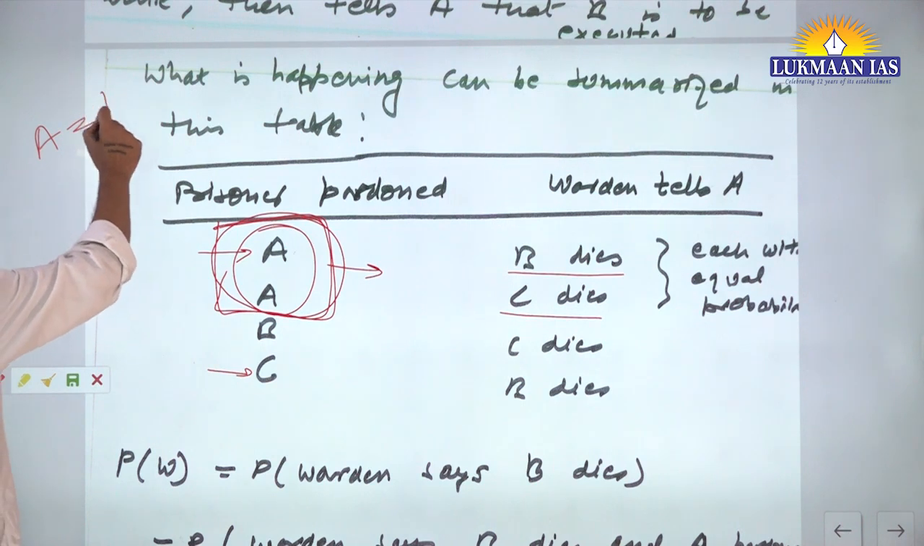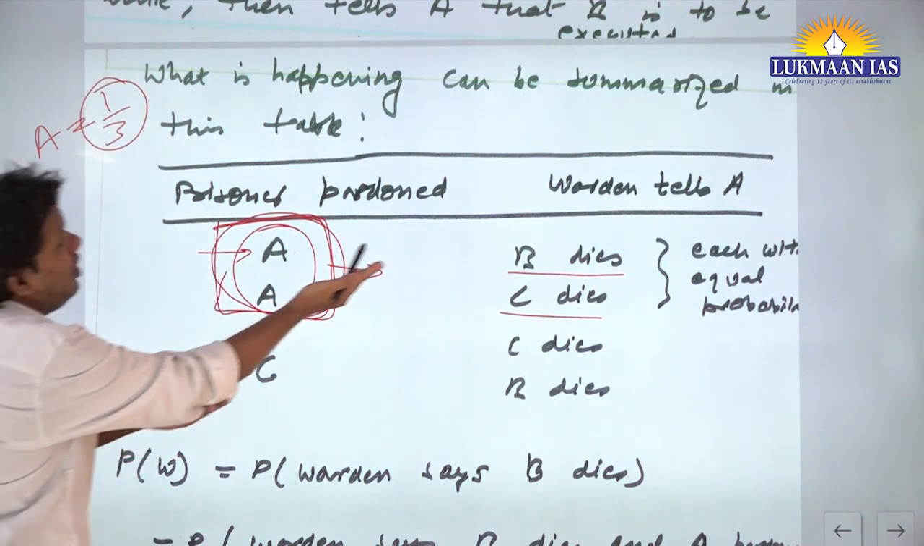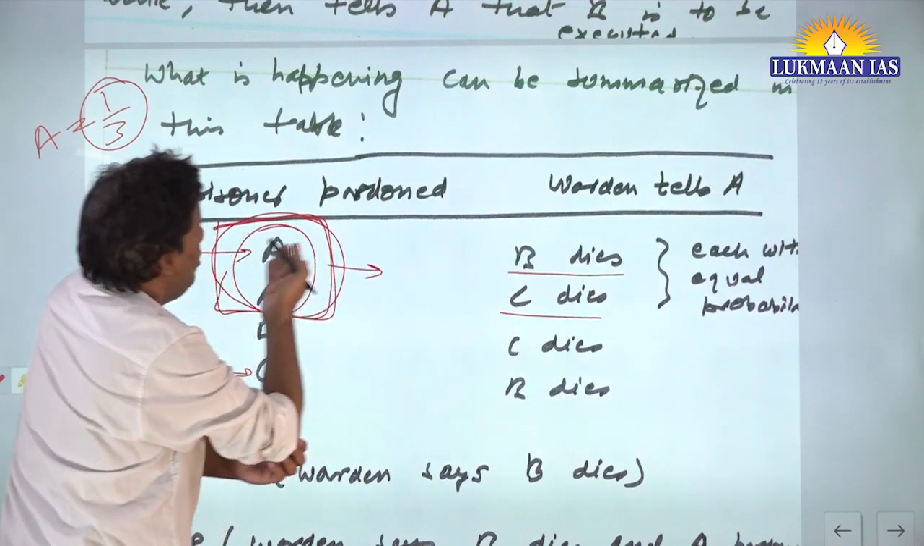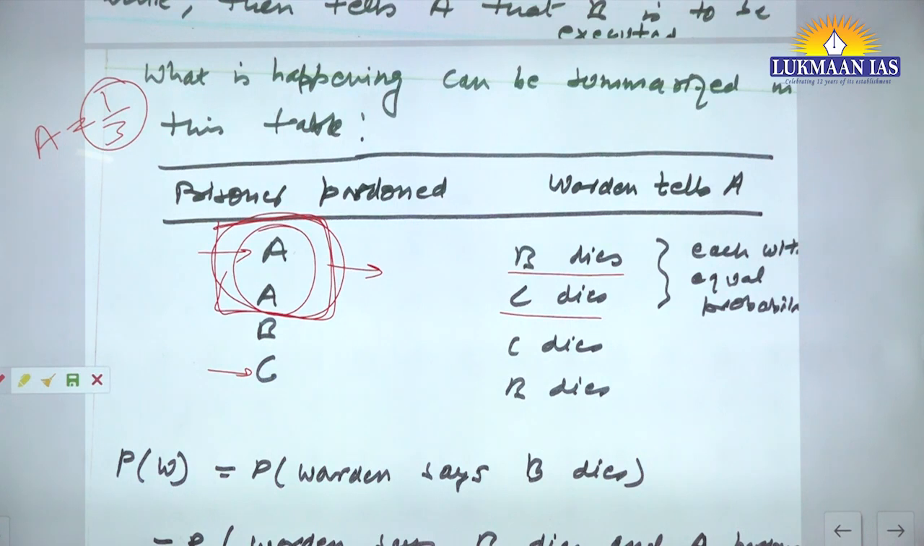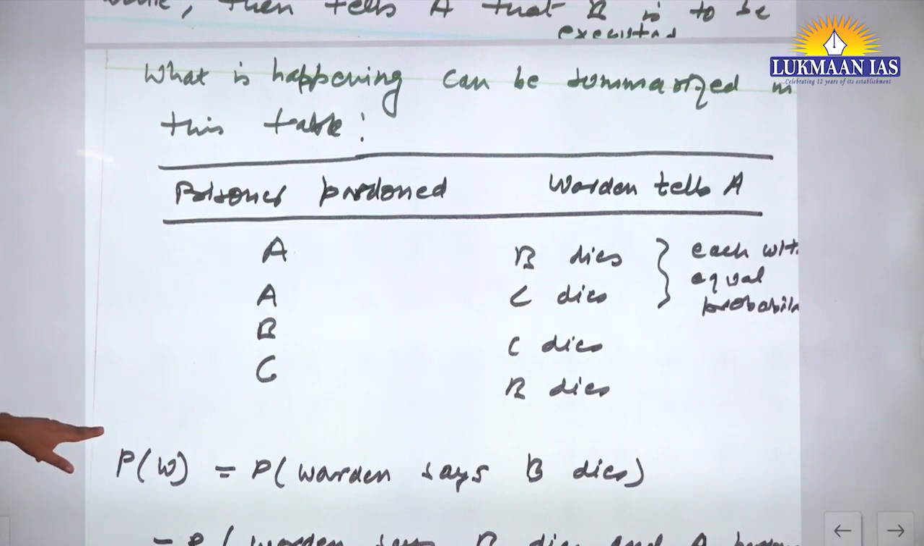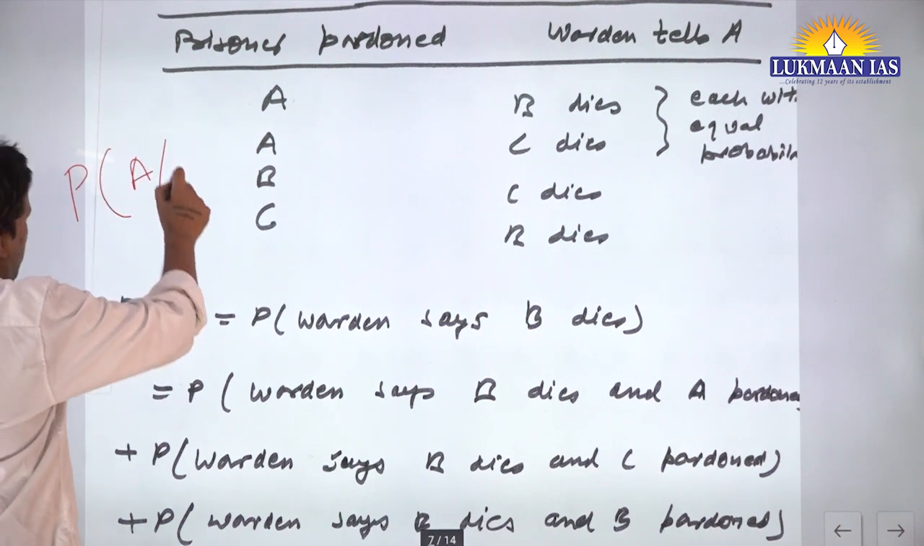A की जो पार्डन होने की probability स्टार्टिंग में 1/3 है, वो दो केसेस में डिवाइड है. किसमें? जब वार्डन आंसर करता है B डाइज तब भी A बच सकता है, C डाइज तब भी A बच सकता है. Okay, this is important. If you understand this thought, then you will understand why conditional probability might be slippery. Conditional probability means simply, I have not used the word condition so far, but this is condition only.